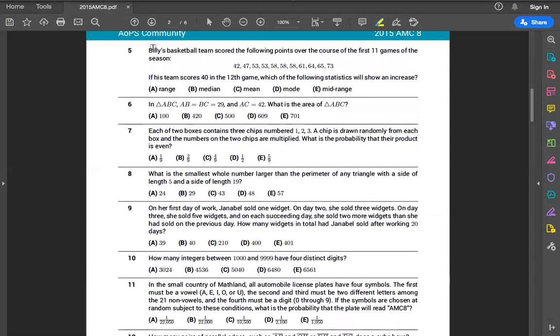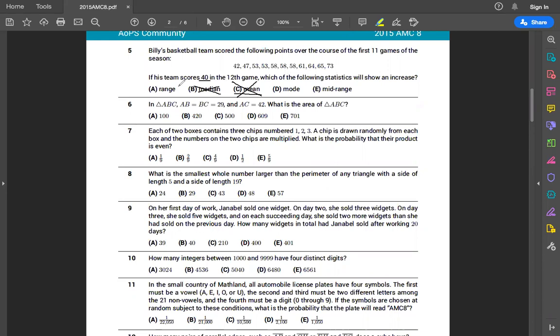Alright, so we're given a bunch of scores for Billy's basketball team, and we want to know which one of the statistics will increase if their team scores 40 in the 12th game. So the first thing to notice is that 40 would be the lowest score that they've gotten all season. So that means that no, the average cannot increase because this is a new lowest score. And the median also won't increase for the same reason.